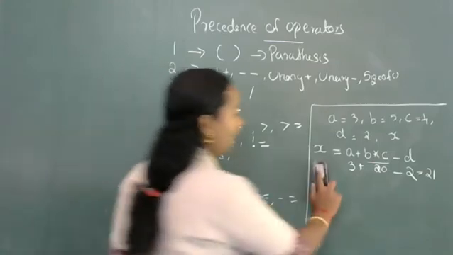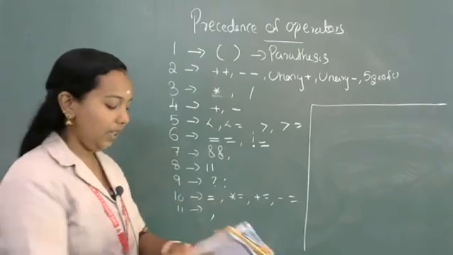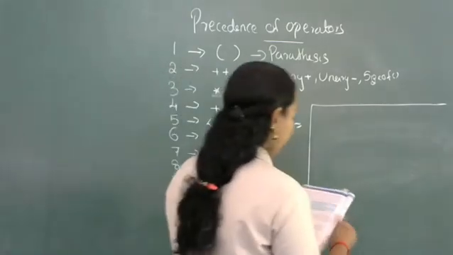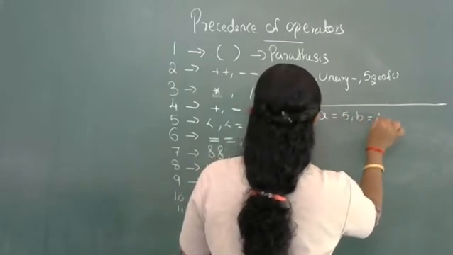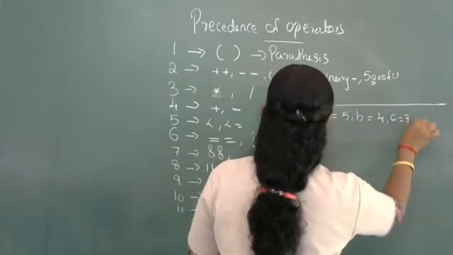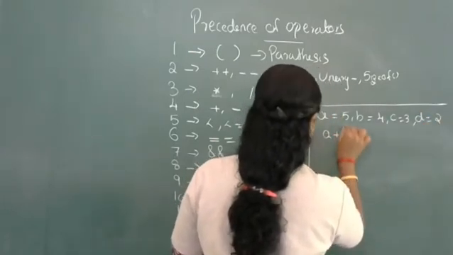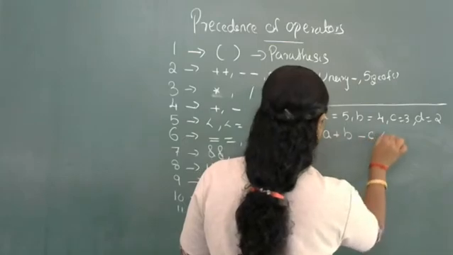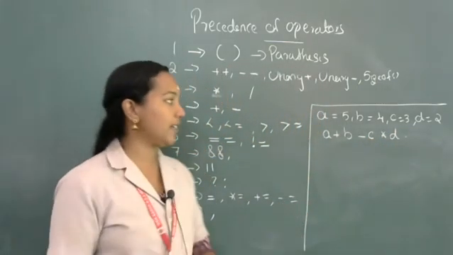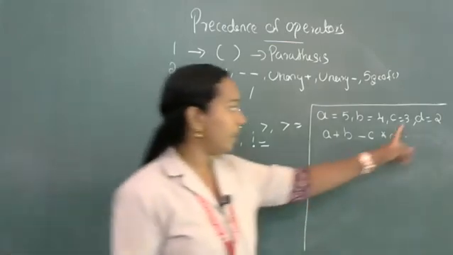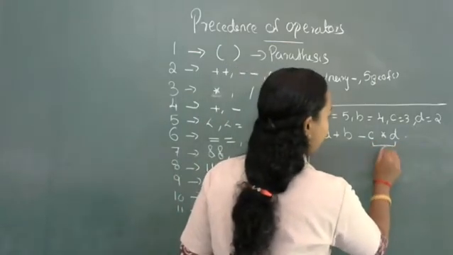Okay. Then, again, one more example. That is, A equal to 5, B equal to 4, C equal to 3 and D equal to 2. A plus B minus C star D. Okay. So, which one will execute first? C star D. 3 into 2. What will be the result? C star D, we will get 6.